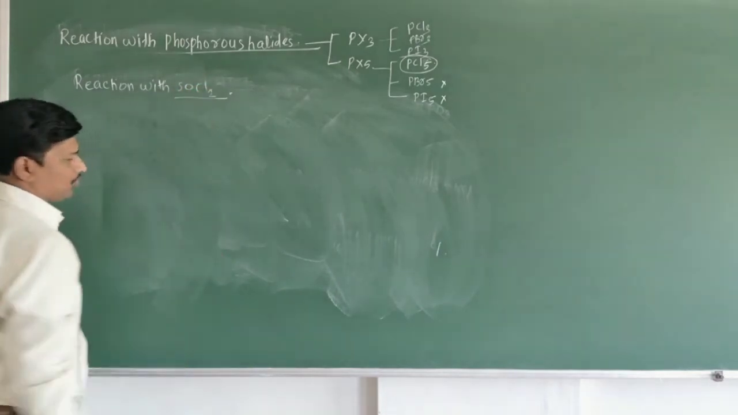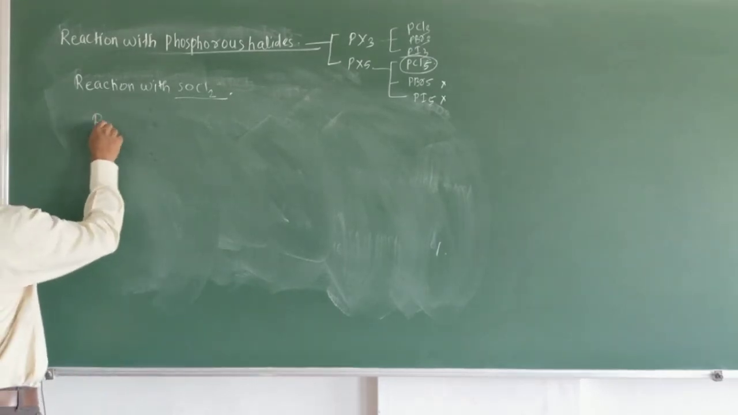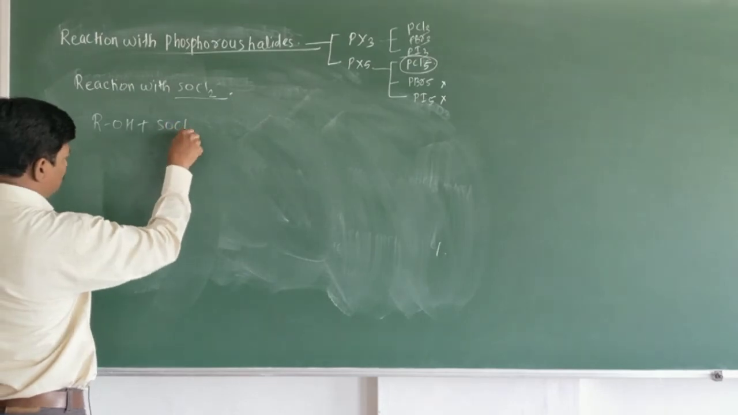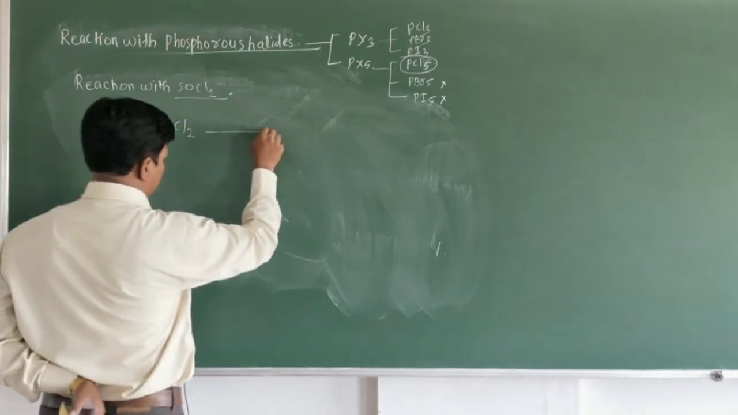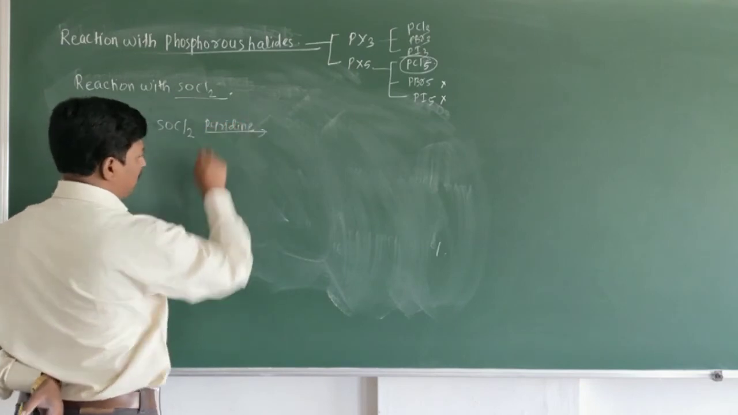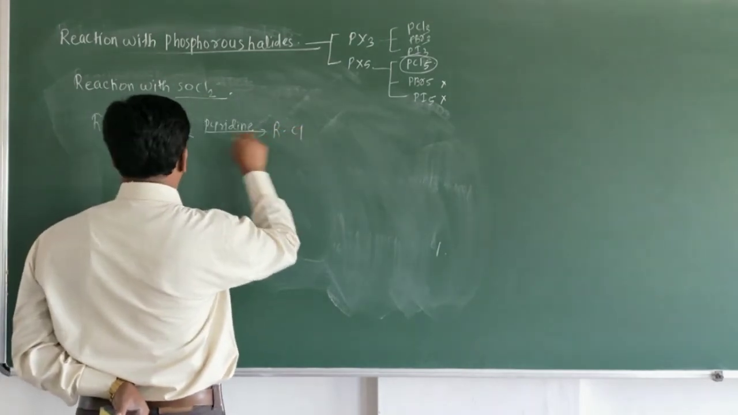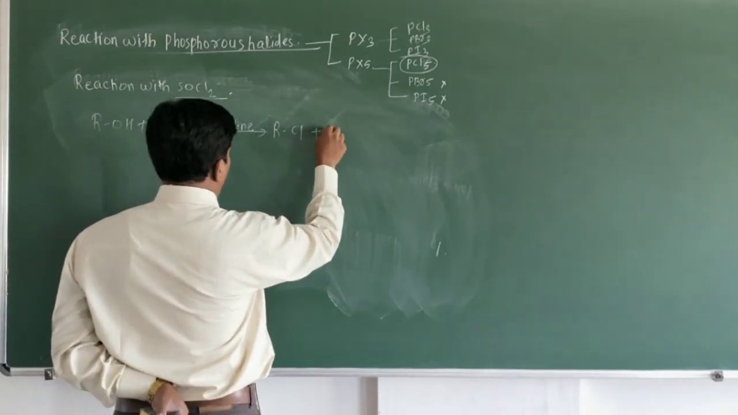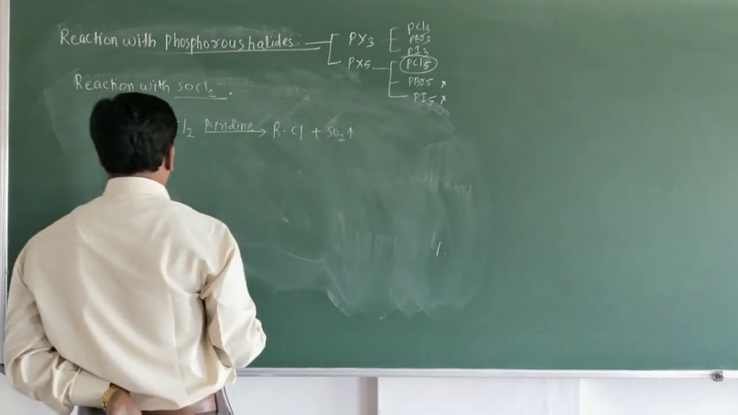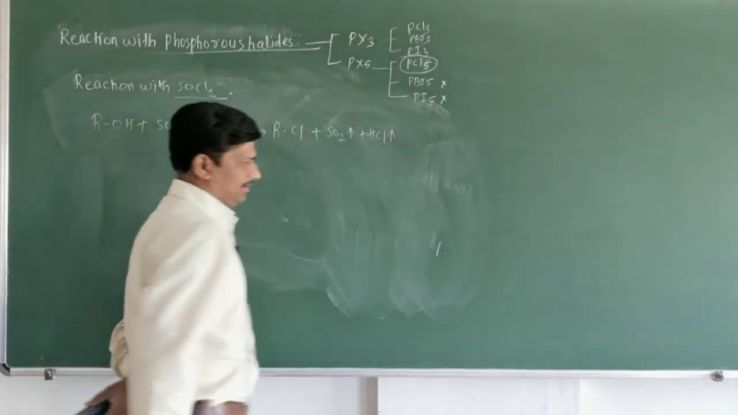This SOCl2 is known as thionyl chloride, or sulfonyl chloride. The reaction is like this: when an alcohol ROH reacts with SOCl2 in the presence of pyridine as a catalyst and a base, it forms RCl, the alkyl chloride, and SO2, sulfur dioxide, and HCl are the byproducts, and these are in a gaseous state.